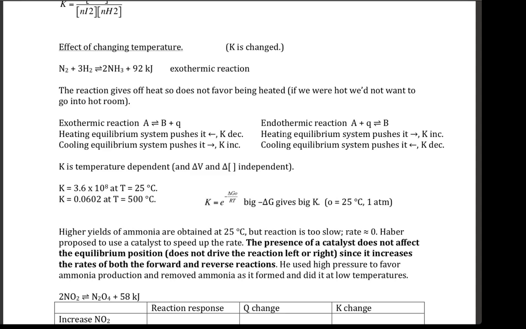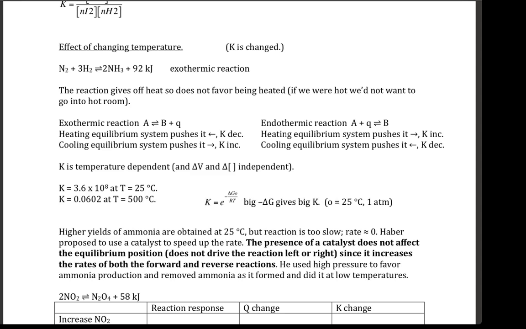Alrighty, so still looking at our ammonia reaction, it turns out it's an exothermic reaction. Heat is on the ammonia side. The reaction gives off heat, so it does not favor being heated. Kind of like if we're hot, we don't want to walk into a hot room. In an exothermic reaction, so that is reactant A forming product B plus Q, heating the equilibrium system pushes it to the right. The numerical value of K decreases.